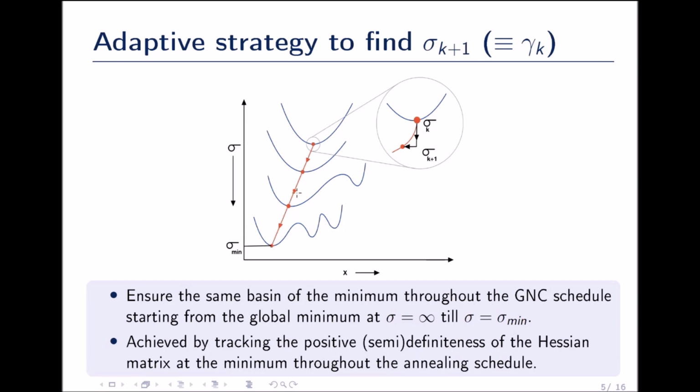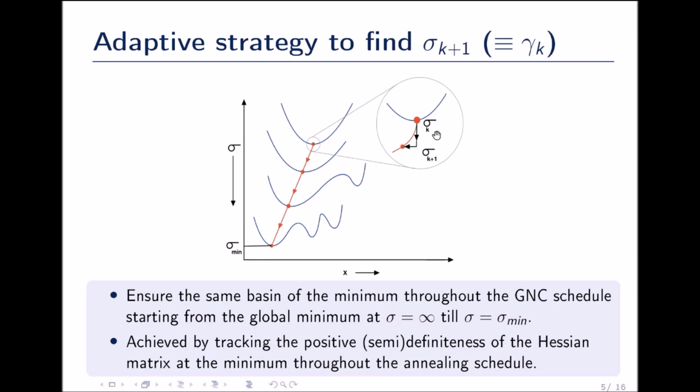At any given stage k, if we are at the minimum xk star, we will reduce sigma to sigma k plus 1 in such a way that the Hessian remains positive definite throughout the interval sigma k to sigma k plus 1. This will ensure that we are in the same locally convex basin of the minimum in the interval sigma k to sigma k plus 1.